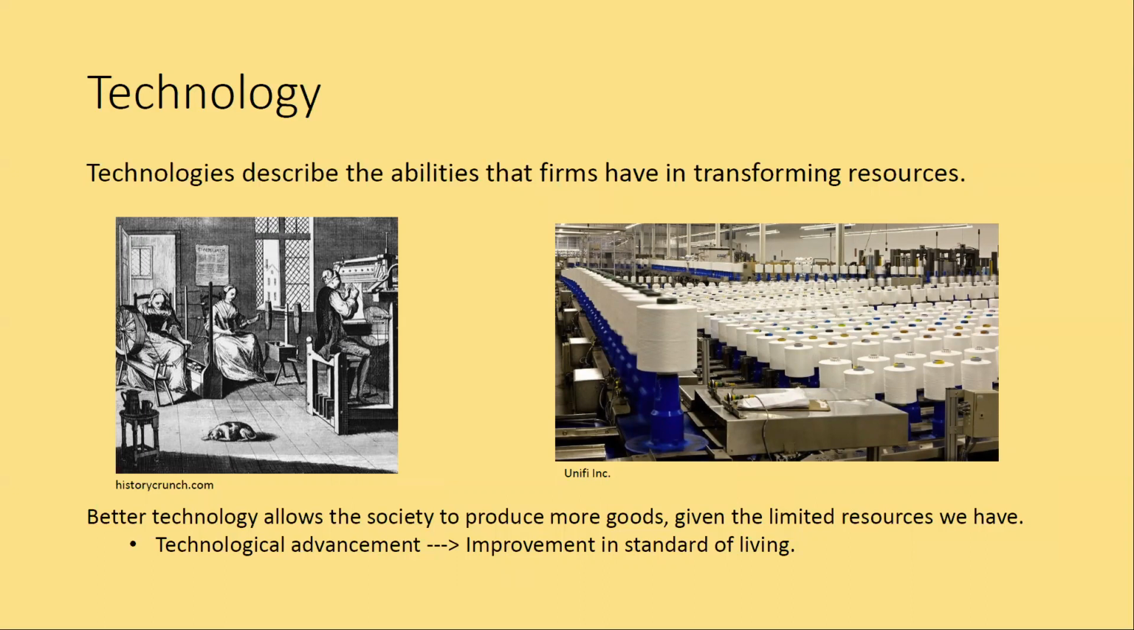So those technology improvements not only allow a single firm to produce more goods, but overall it allows the society to produce more goods with the limited resources that we have. And the very first limitation is the human power that we have. And improvements in technology allows us to produce more goods with those limited resources. So over the history, the technological advancements are improving people's standard of living.